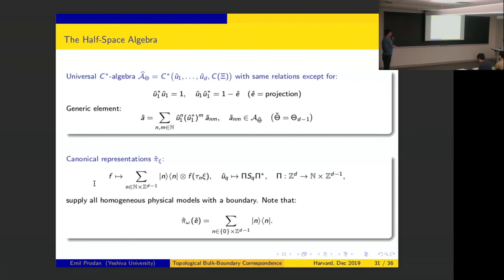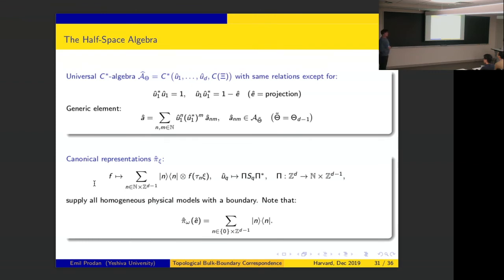But the generic element from here is of this form: u1 to the power n, u1 star to the power m, with coefficients taken from the algebra which is generated by the other generators. So we leave u1 out. This is what theta is. And then there is a canonical representation, and it says that functions from here are represented as diagonal operators, very much like before, and these u's become the shift operators, but now projected on the half space. The shift operators which go parallel to the boundary remain unitary, but the one which goes against the boundary becomes a partial isometry. And when we represent E by this one, E becomes just a projection on the very last layer.